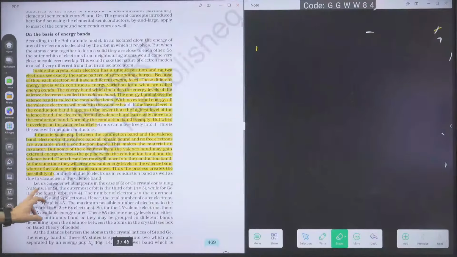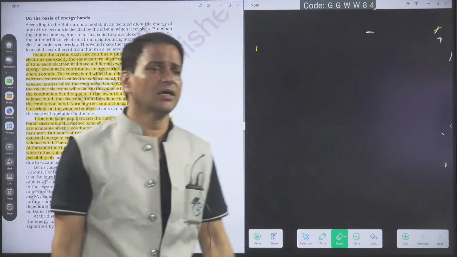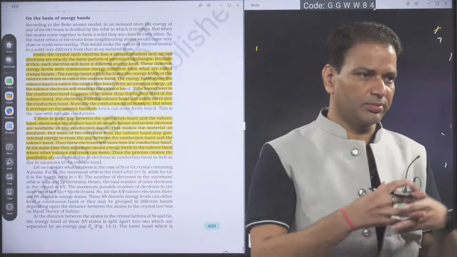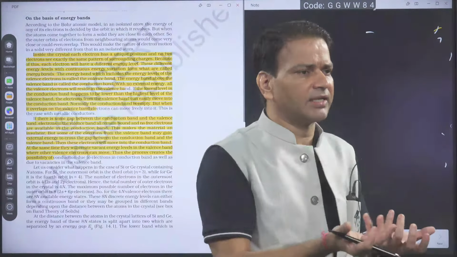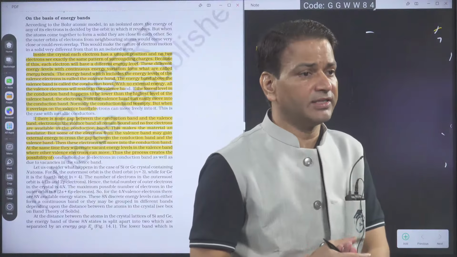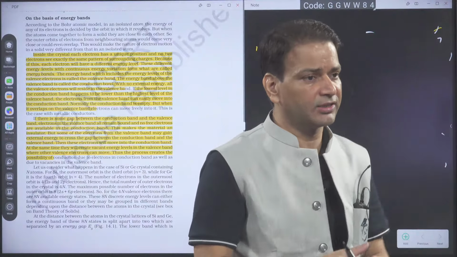Now, energy band. What is the meaning of energy band? Suppose we are taking one particular electron only. That one electron will have some energy. We can define its energy; it will have a well-defined energy. Maybe we can say this is the kinetic energy of the electron.